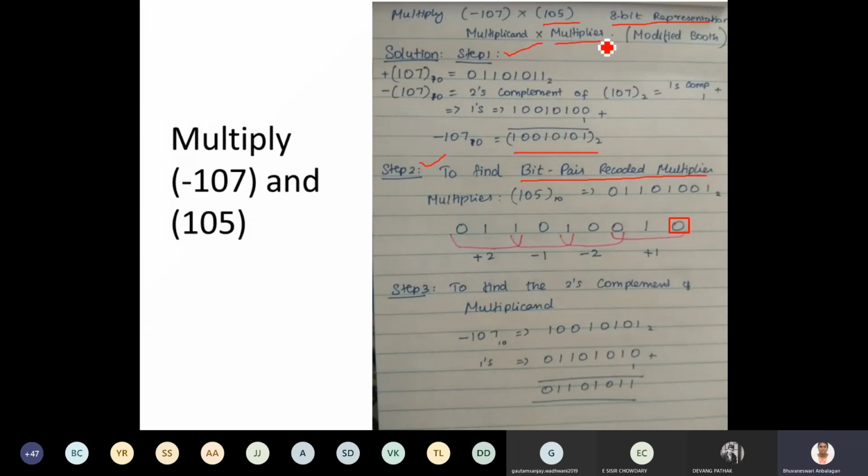My multiplier is 105. Am I right? For that, you write down its equivalent binary number. You add a 0 in the least significant bit. You check for the number of bits. If it is 0, you can add 0 as well. Okay, you can add zeros as well, and then you just recode the value here.